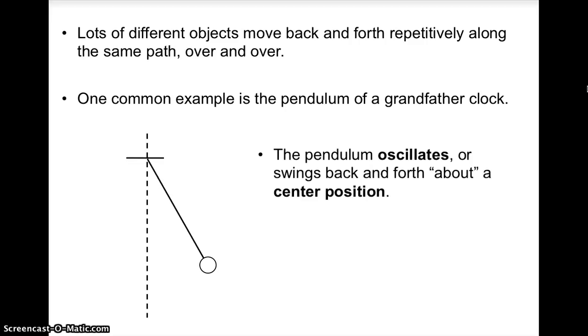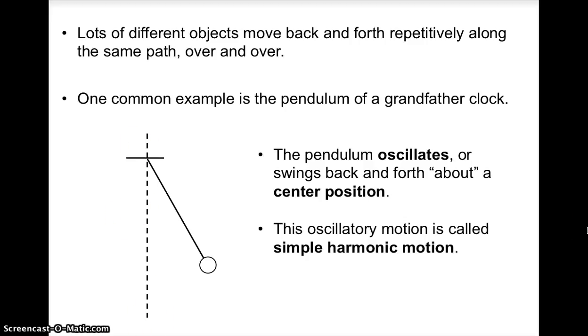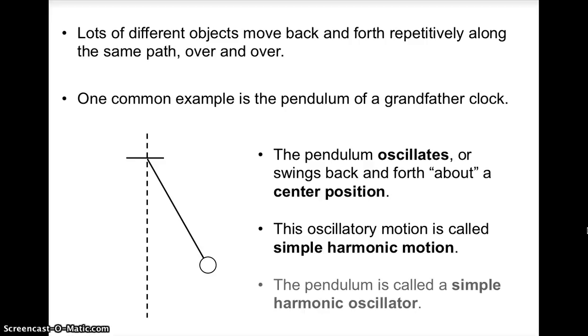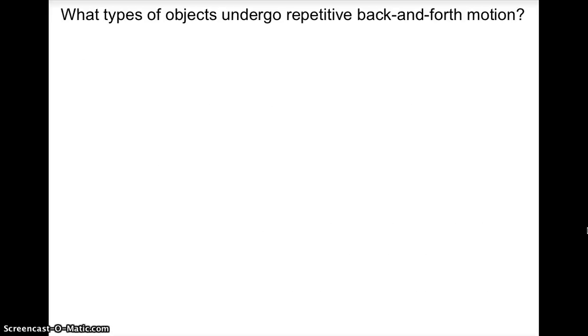The pendulum is oscillating, we say, or swinging back and forth about a center position. So the center position is shown with this dotted line. That oscillatory motion is called simple harmonic motion. And this pendulum is an example of a simple harmonic oscillator. Right? So you might think, what a random example, a grandfather clock. But we're going to see that there are many applications of this.